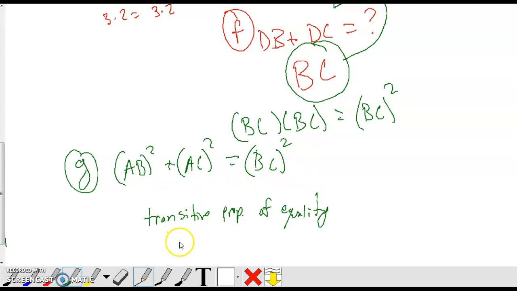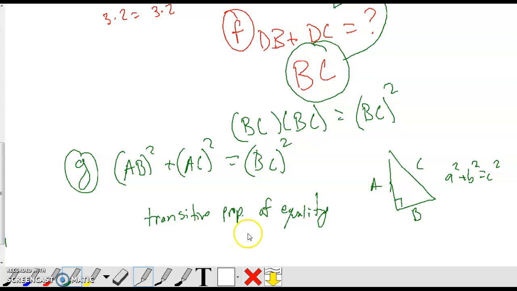And then again, this is just your Pythagorean theorem. If you think about it, right angle A, B, C, A squared plus B squared is equal to C squared. This is like your A, this is like your B, and this is like your C. So it's just a fun little proof to help us with similarities.